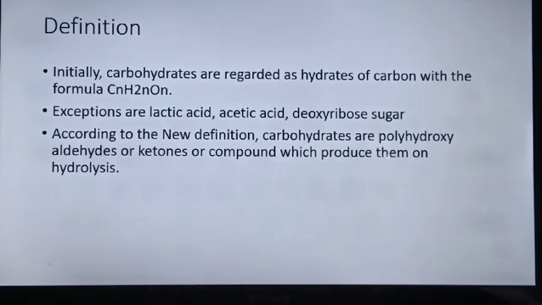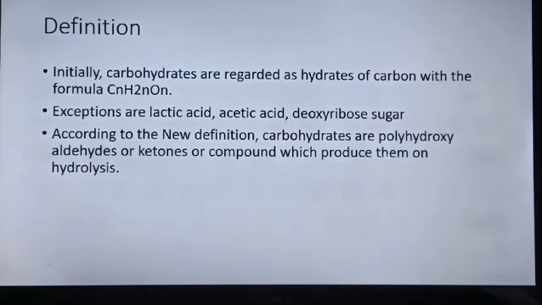Here comes the definition. According to the older definition, carbohydrates are known as hydrates of carbon, containing the elements carbon, hydrogen and oxygen, having the formula CnH2nOn. However, there are some exceptions.